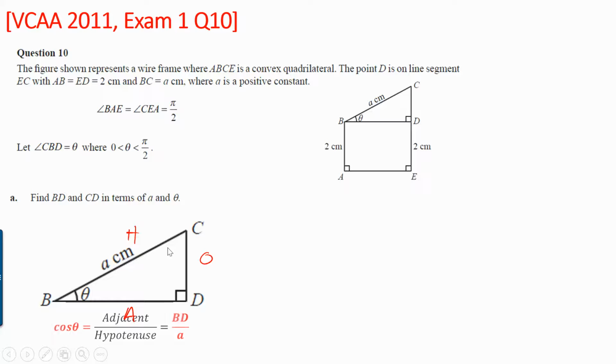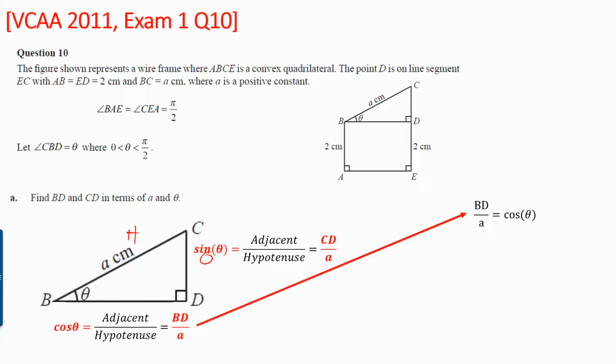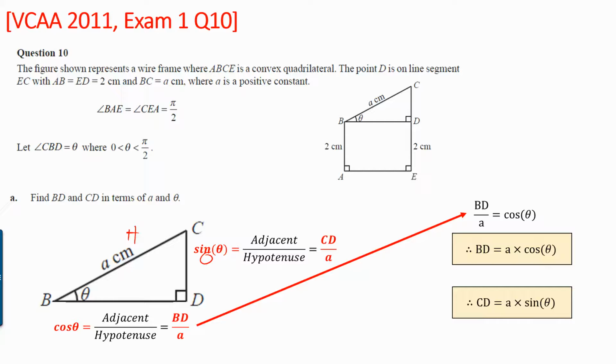So we can say cos theta, which is adjacent over hypotenuse, is the length of BD over your hypotenuse, which is A. If you rearrange that equation, adjacent over hypotenuse equals cos theta, then BD must equal A times cos theta. And the same thing with sine: CD over A, and you get A sine theta. So that's your first step, realizing that with trigonometric ratios you've got SOHCAHTOA. Once you've got that, the next question is pretty straightforward.